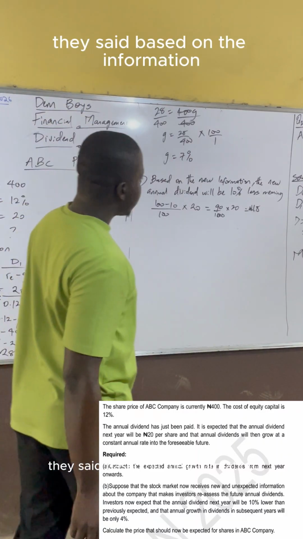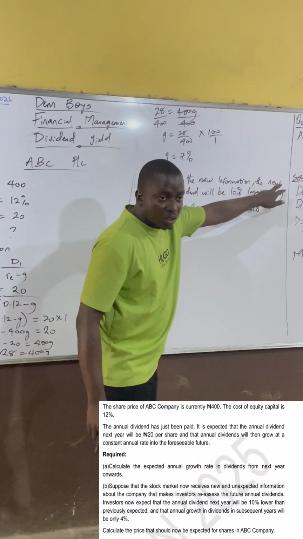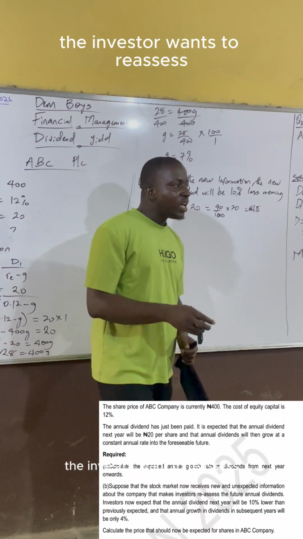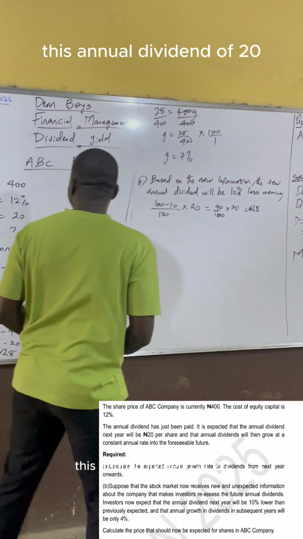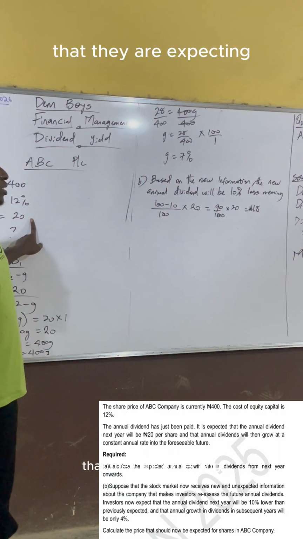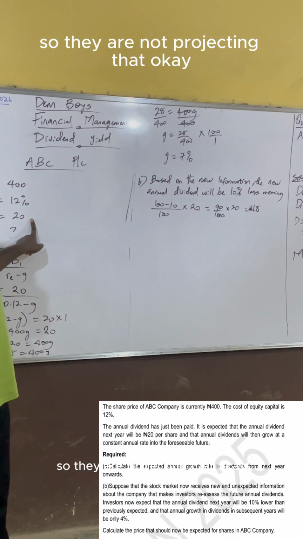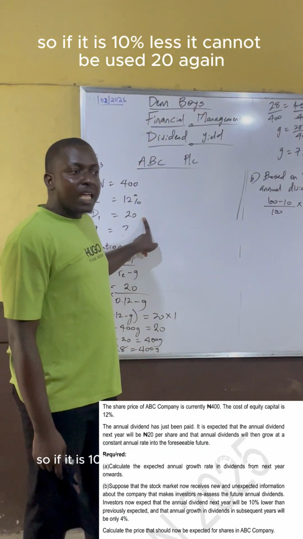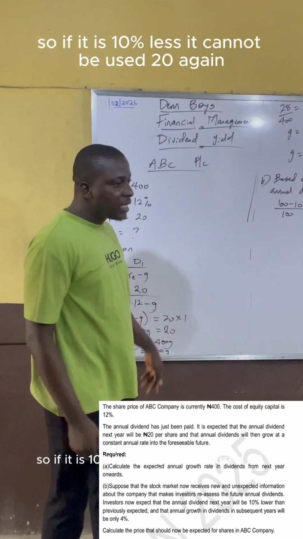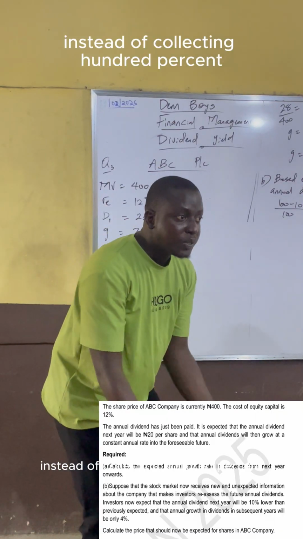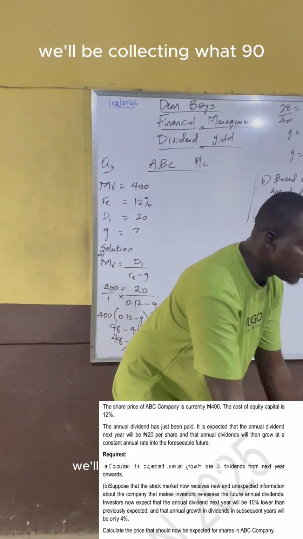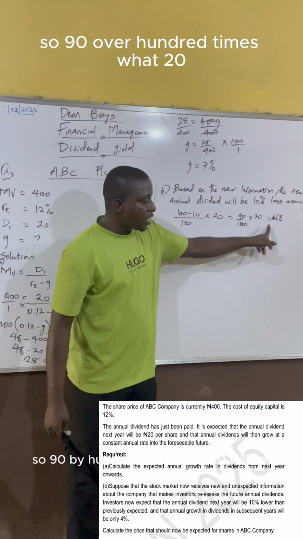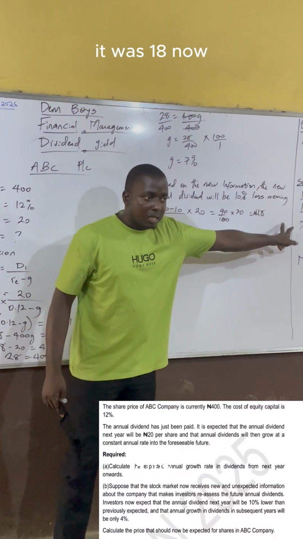They say based on the information that we just got, the investor wants to reassess this annual dividend of 20 that they are expecting. So they are now projecting that it is going to be 10% less. If it is 10% less, it cannot be 20 again. Instead of collecting 100%, we will be collecting 90. That's why I said 100 minus 10 is 90. So 90 over 100 times 20 will be 18 naira.